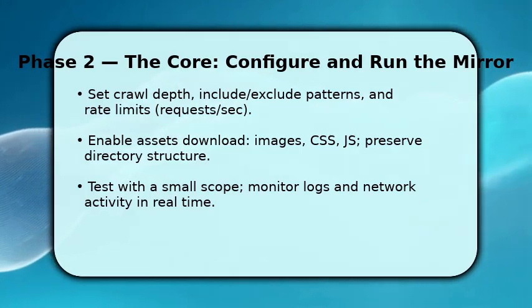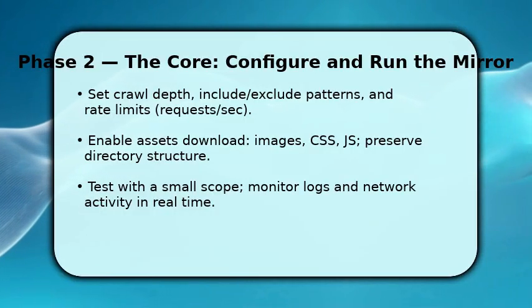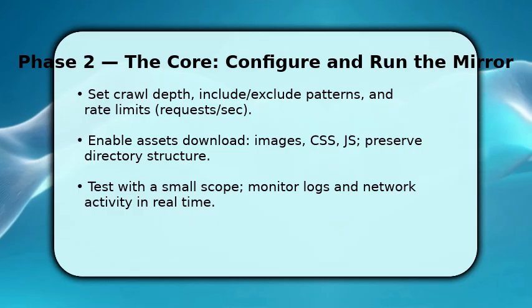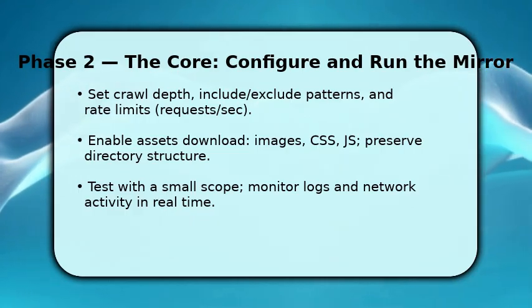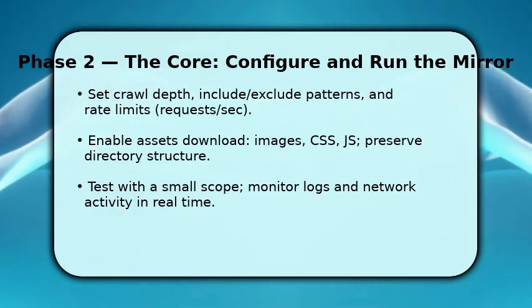Start with a small scope or a single subfolder to validate rules, watch logs and network panels as the job runs. If you see skipped files, refine patterns, and rerun to capture missing content.